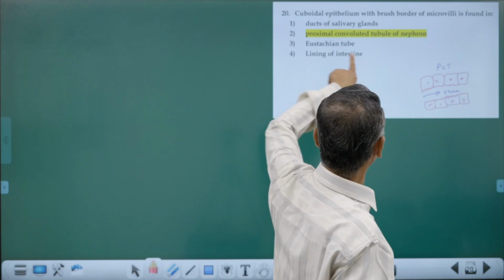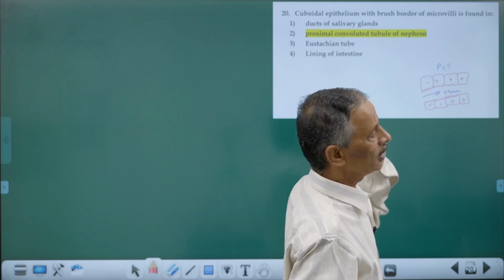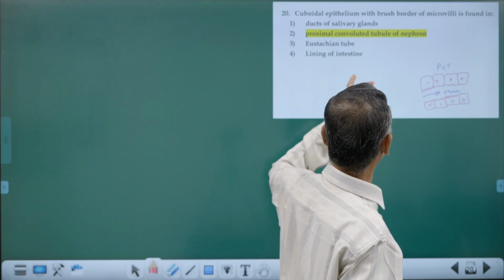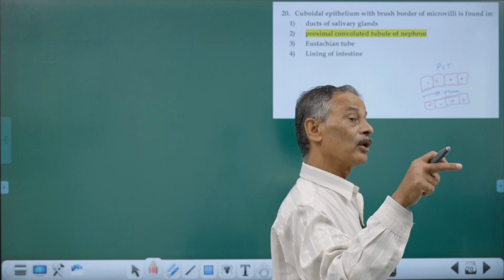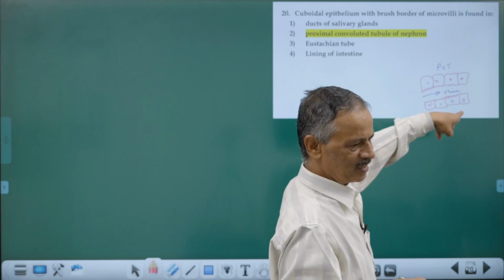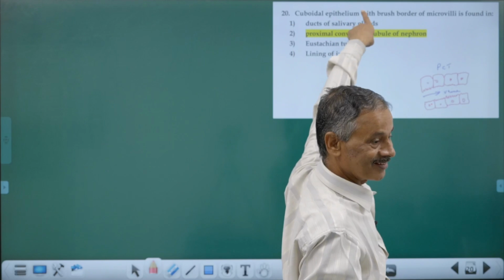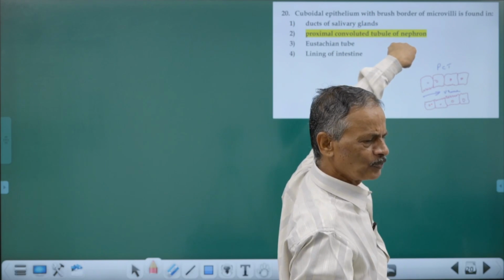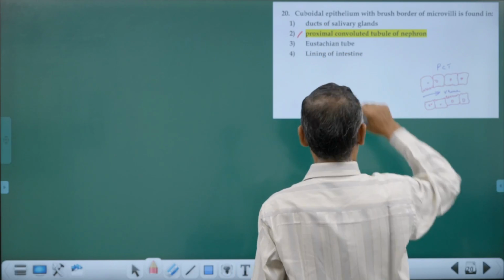That is their function. Eustachian tube, the tube that connects the pharynx with the middle ear, and the lining of the intestine have columnar epithelium. Of course, you may have microvilli, brush border epithelium, but not cuboidal. Here it is cuboidal. In the intestine, it is columnar. That's why we cannot take it. So only two.